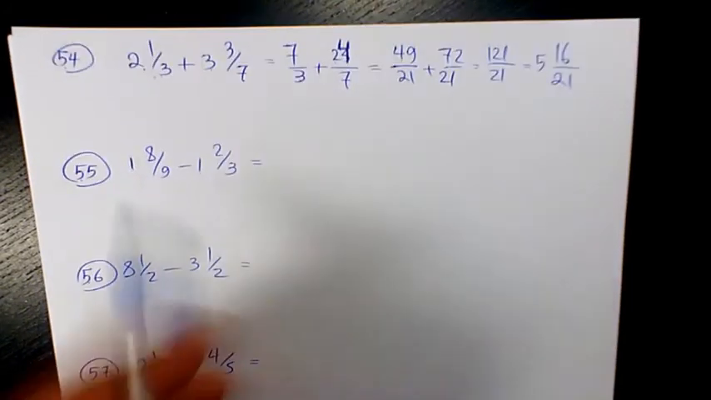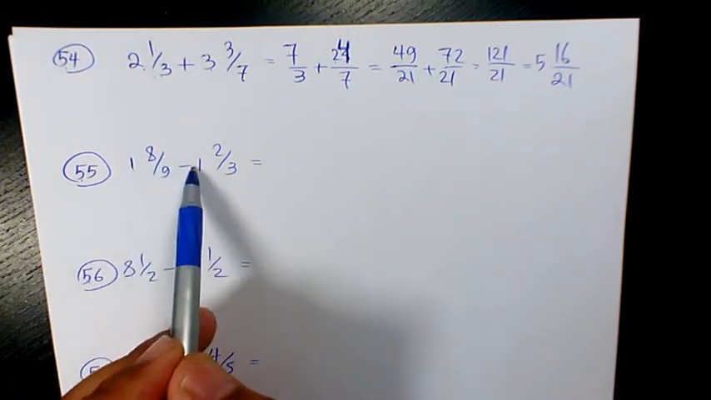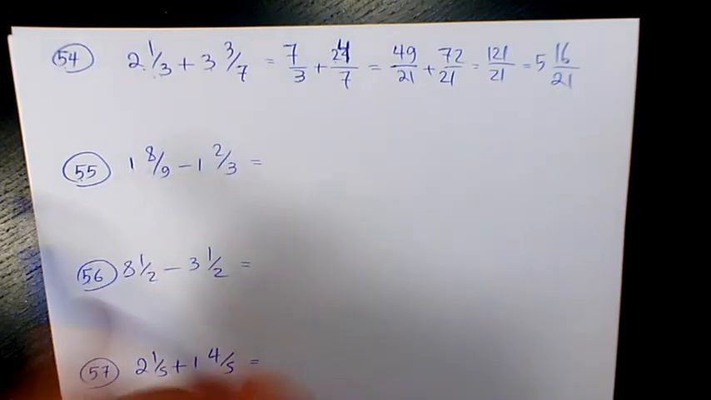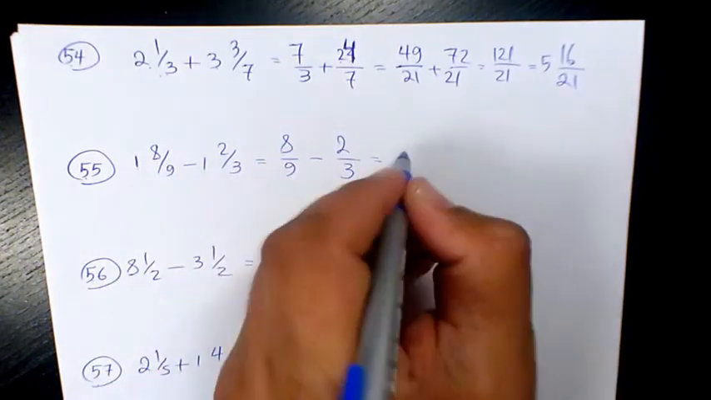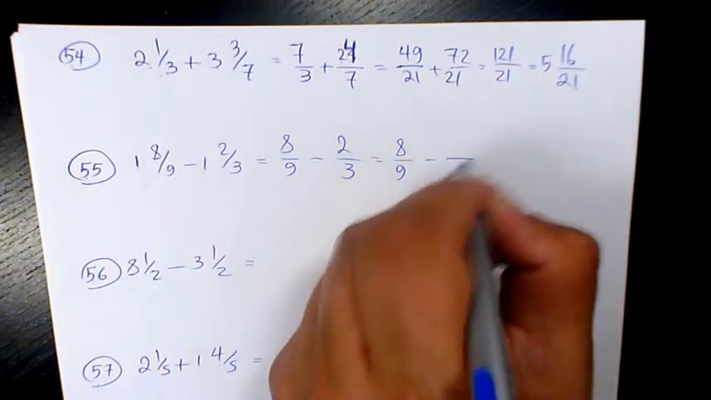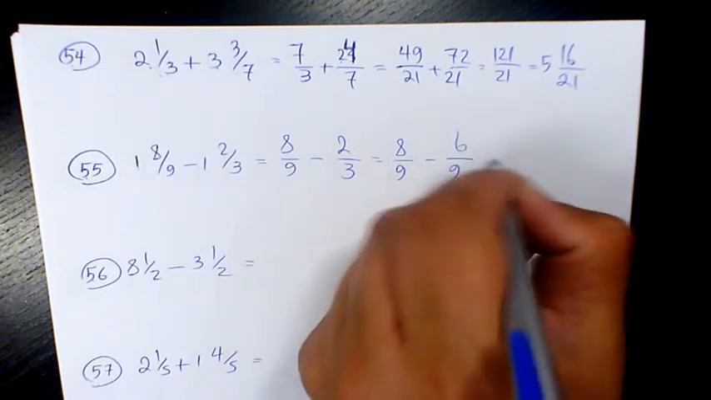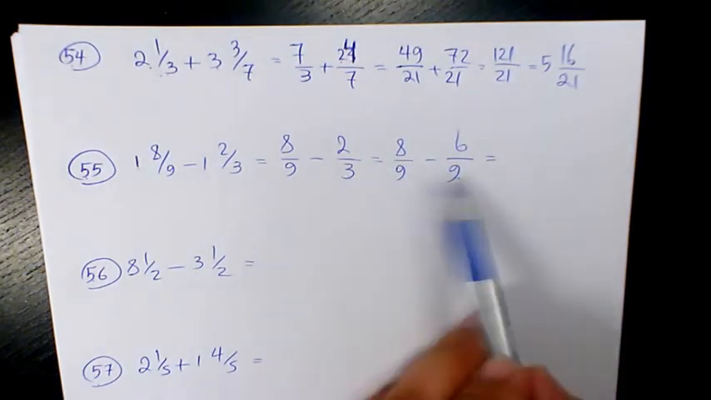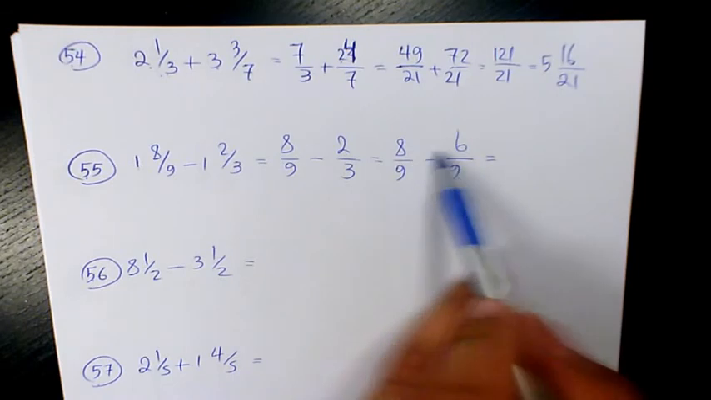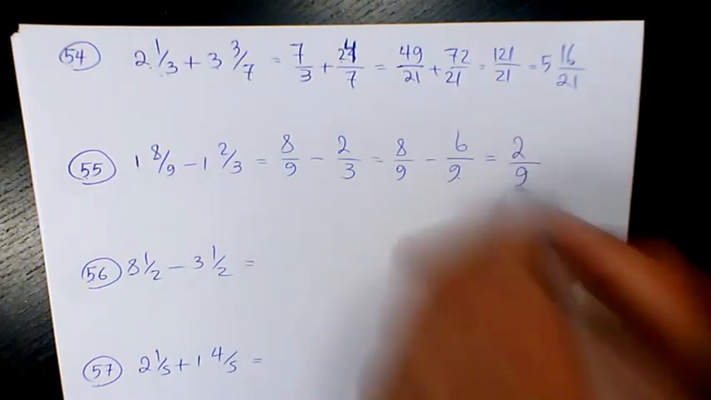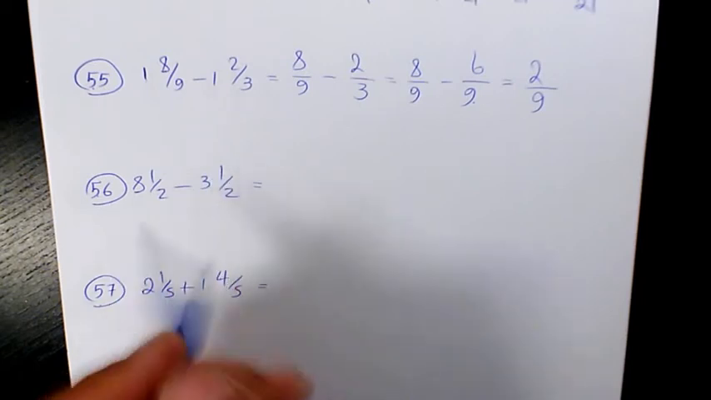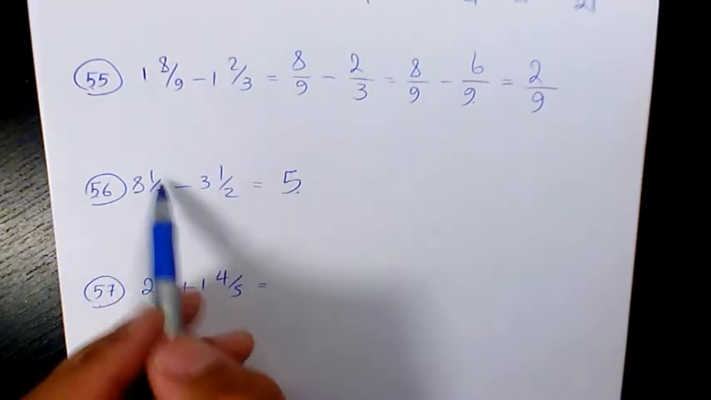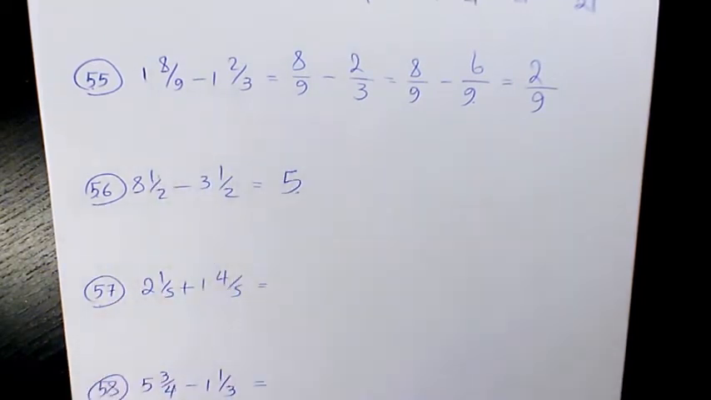Next one. 8 over 9 minus 1, 2 over 3. 1 and 1 cancel out. We have 8 over 9 minus 2 over 3, which is going to be 8 over 9 minus 6 over 9. Because 3 times 3, 9. 2 times 3, 6. 8 minus 6 is going to be 2. 2 over 9. Next one. 8, 1 over 2 minus 3, 1 over 2 is going to be 5 only. Because 1 over 2 minus 1 over 2 is going to be 0.